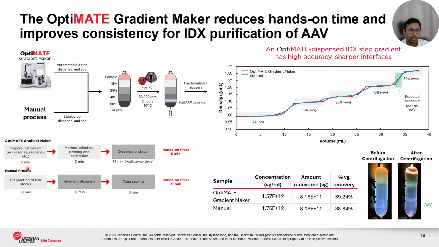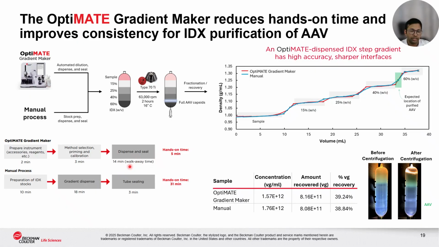With the OptiMATE Gradient Maker, the steps are the same as I described for the cesium chloride gradient. So you prepare the instrument, you connect the reagents, you select the method, you do the priming of the tubing, calibration if you want to, and then you walk away after hitting the go button. It'll dispense and seal.